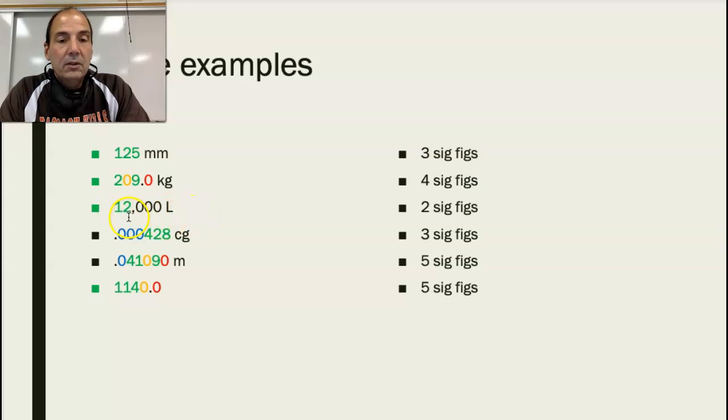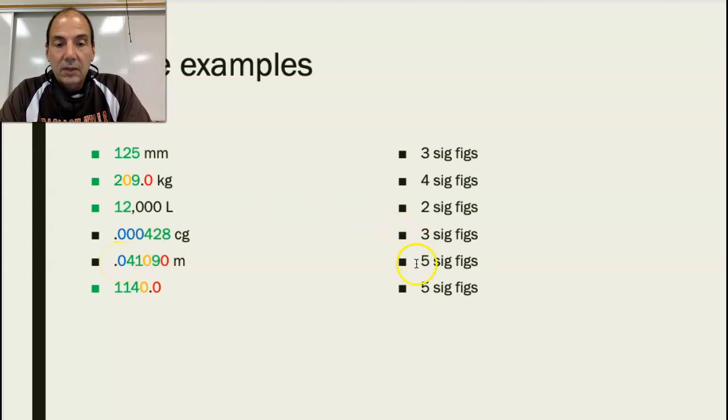All right, 12,000 liters. Well, the 12 definitely is, but now these are trailing zeros, but they're before the decimal. That's not significant, so there's only 2 significant figures here. Then we have 0.000428 centigrams. The 428 definitely count, but what about these zeros? They're leading zeros. Leading zeros never count. 3 sig figs. And 0.041090. All right, so the 4-1-9 definitely counts, so the 0 in between definitely counts. This is a trailing 0, and it's after the decimal place. That counts. This is a leading 0. Even though it's after the decimal, it's a leading 0. Doesn't count, so this has 5 sig figs.